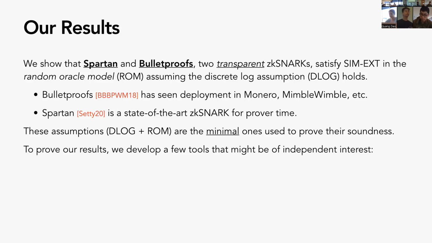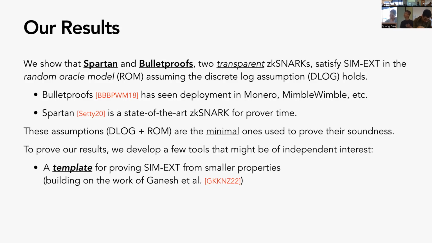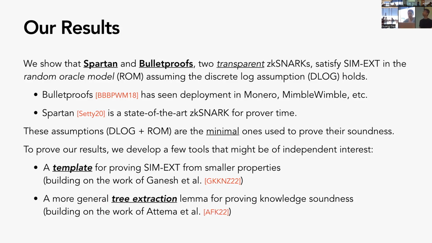To prove our results, we developed a few tools that might be of some independent interest. One, we show that there's a template for proving SIM-EXT from solid properties, and we show how to instantiate this template for Spartan and Bulletproof. Secondly, we prove a more general tree extraction lemma. This is used in the course of proving knowledge soundness. These are built on very recent ones.